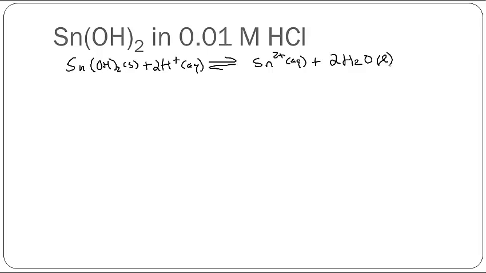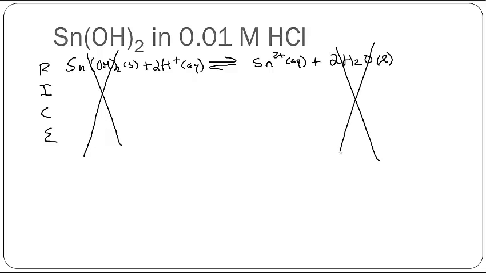Okay. Now, I have good news and I have bad news. The good news is I can cross off 2 of these things straight away. That's the good news. I'll get to the bad news in a second.